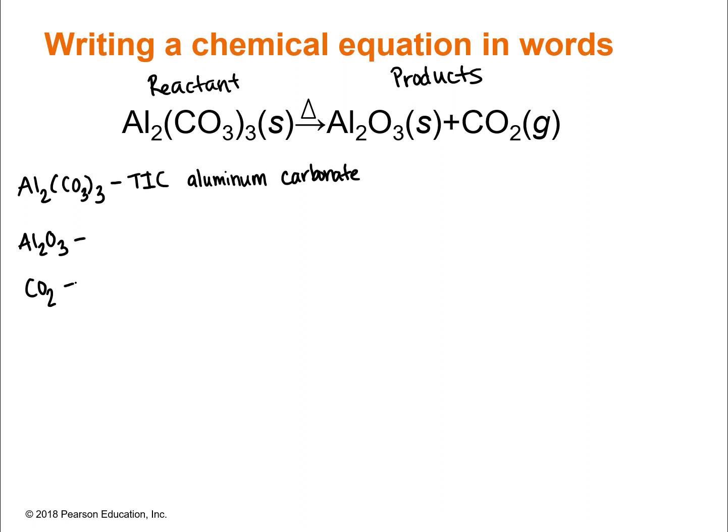We've got two products here. We already know what CO2 is because we just did that one. That's carbon dioxide. And it's something that you probably recognize anyway. But it's a binary molecular compound. Now we've got Al2O3. That's a binary ionic compound.